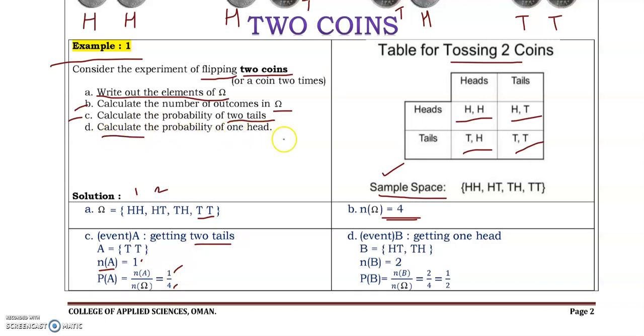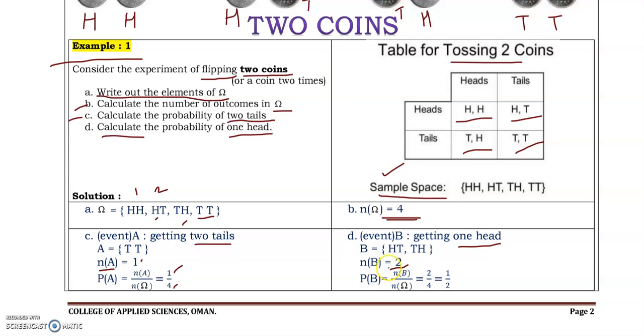Calculate the probability of 1 head. Now you see my favorable event is 1 head. That is called event B, getting 1 head. Here 2 heads, but I want only 1 head. Here yes, 1 head. Here yes, 1 head. So I can write this and this in my favorable event, that is HT and TH. This is one outcome, this is one outcome. So the number of outcomes in the favorable event is 2. So n of B is equal to 2.